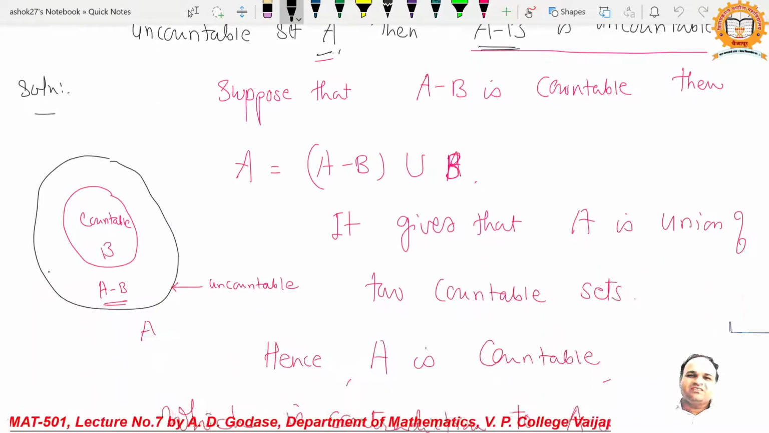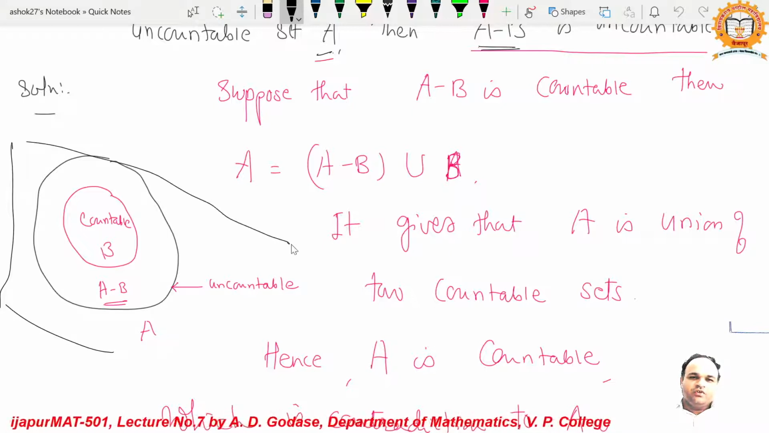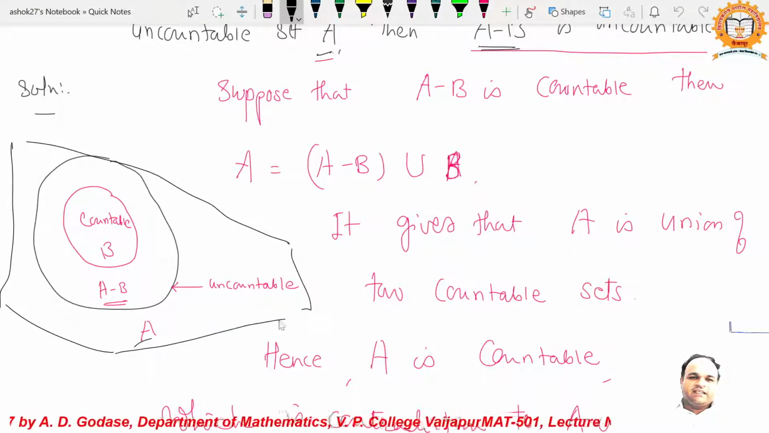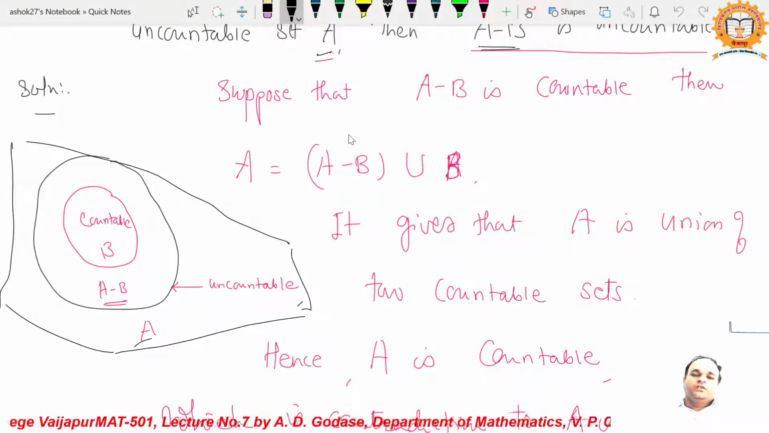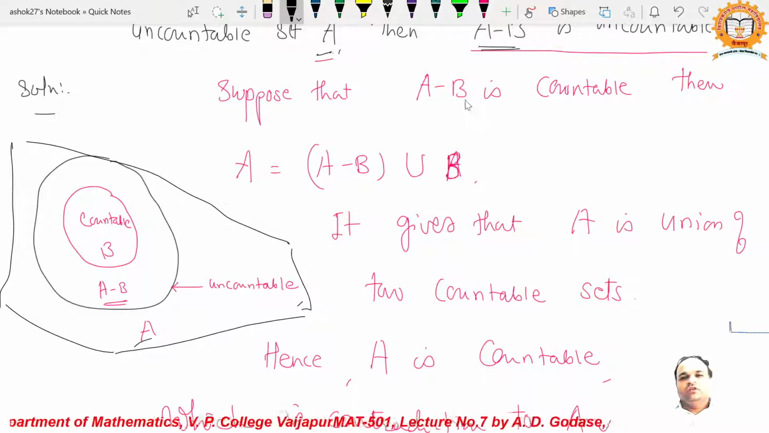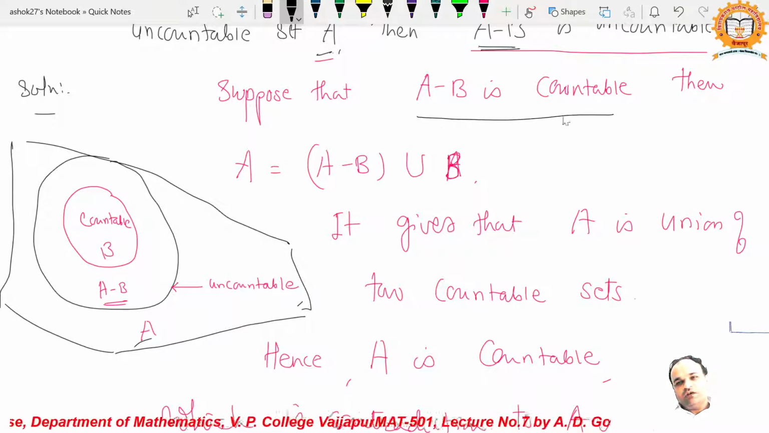So if you just draw a random figure, I'm not drawing the exact figure for this problem, but it is random. So on the contrary, I assume that A minus B is countable. What do we have to prove? A minus B is uncountable. So on the contrary, we are assuming that A minus B is countable.